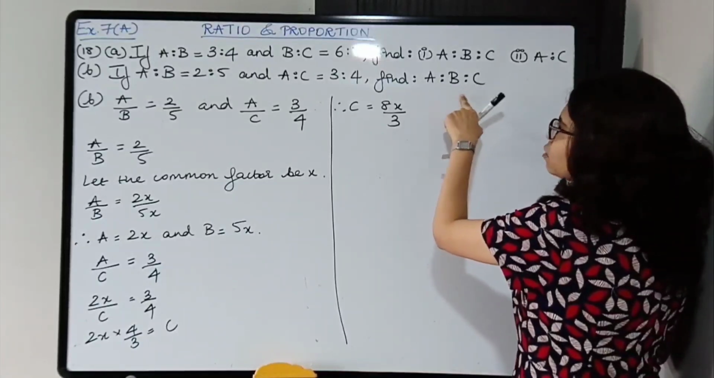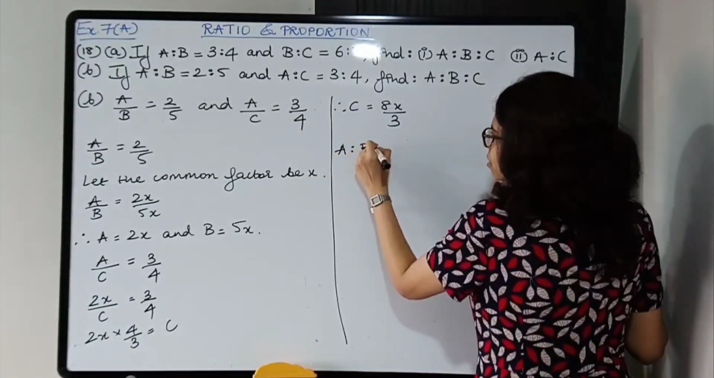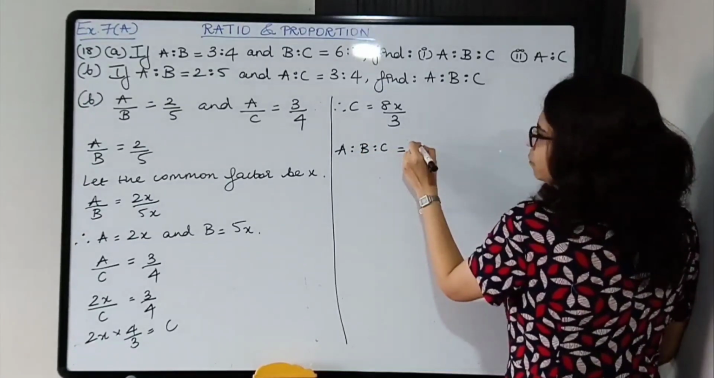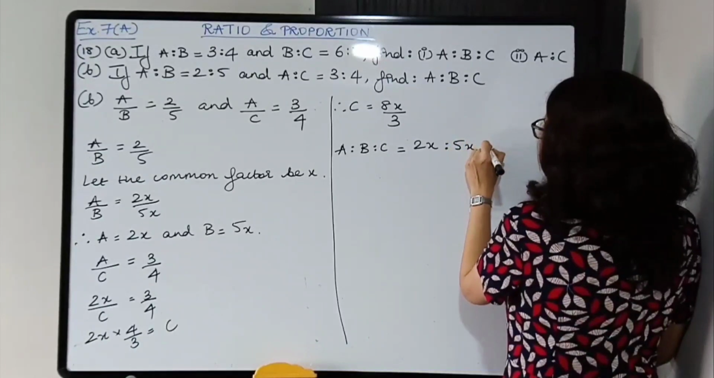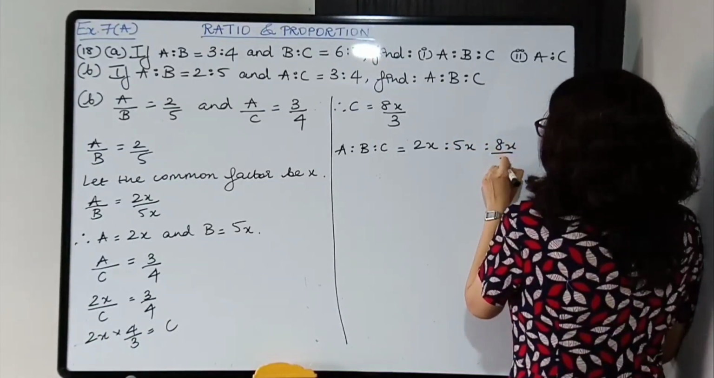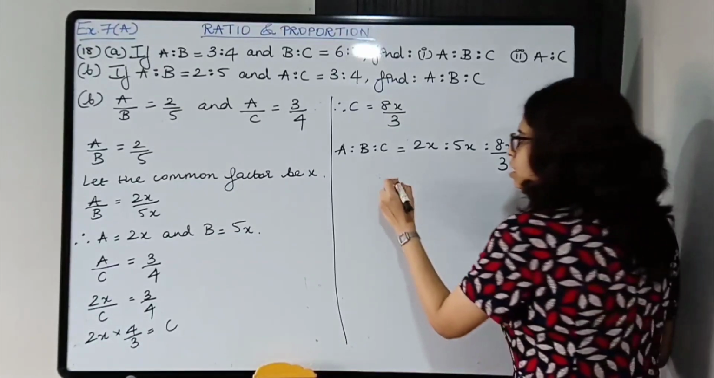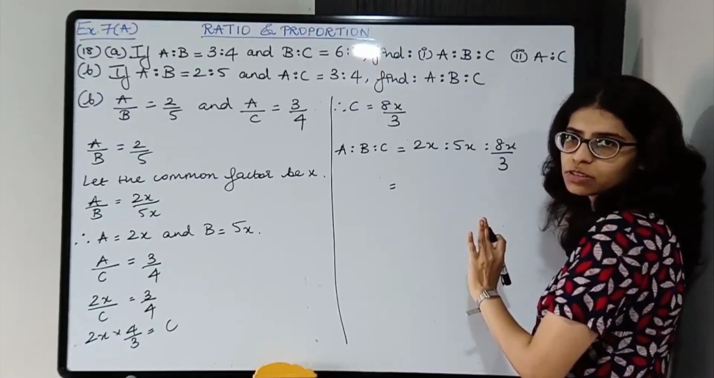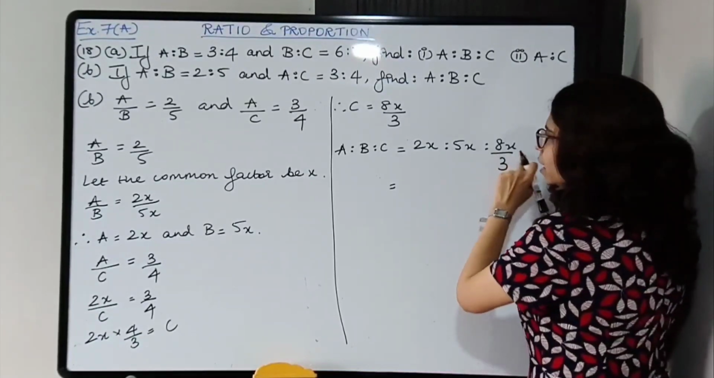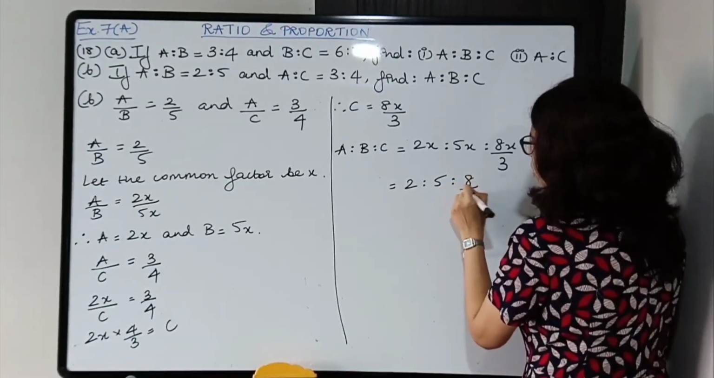Now we need to find a is to b is to c. So a is to b is to c will be 2x is to 5x is to 8x upon 3. x I can cancel out, it is the common factor in all three. Whatever common you see, you can cancel out, students. So 2 is to 5 is to 8 upon 3.